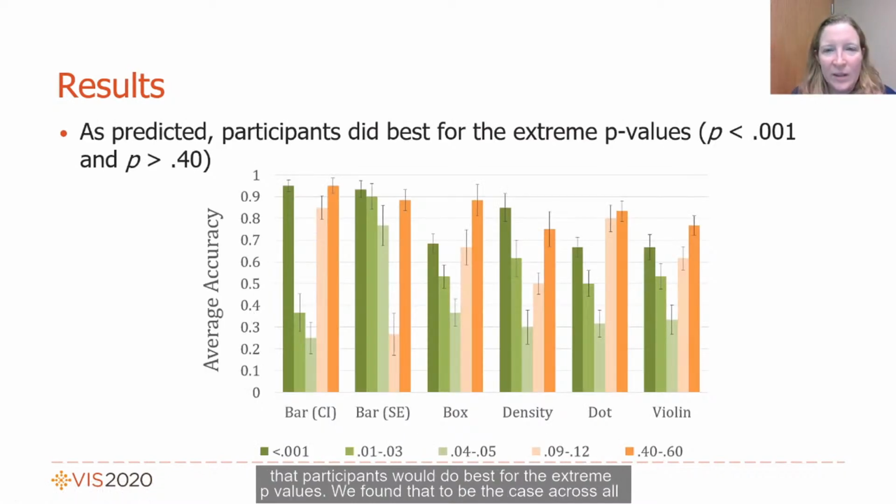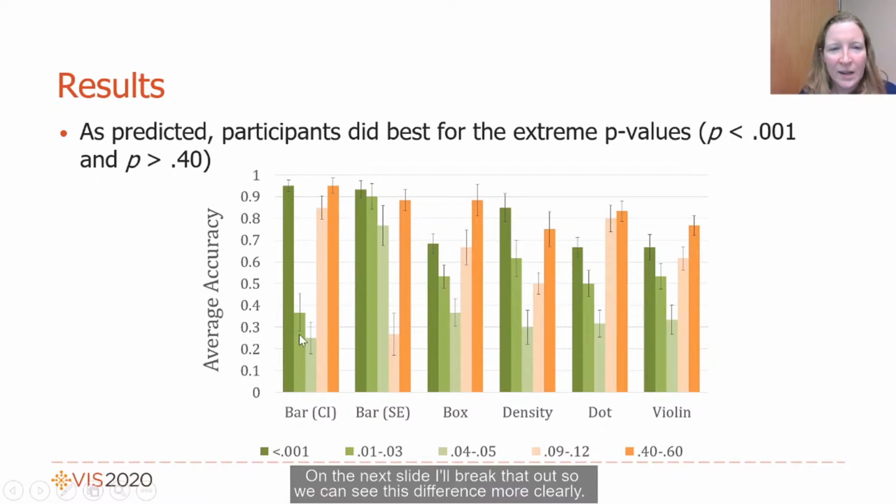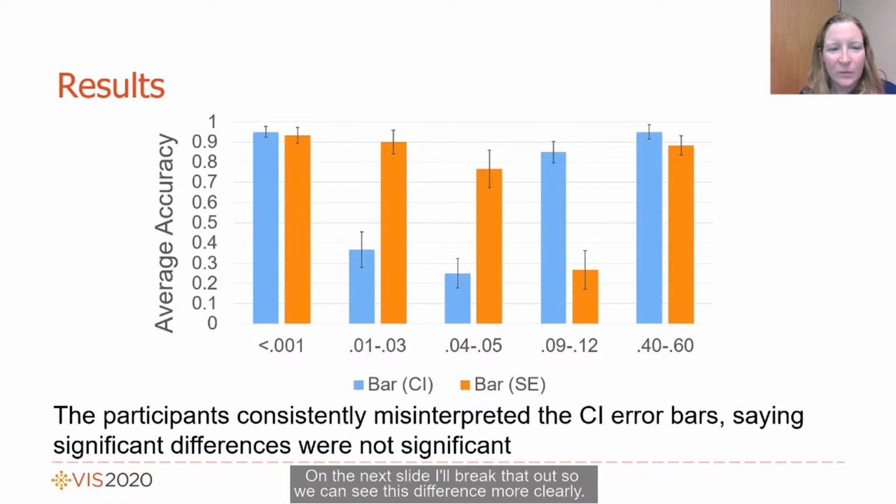We had predicted that participants would do best for the extreme p-values. We found that to be the case across all the different types of graphs. And we see the same pattern over and over again. But there's an interesting difference here when looking at the two types of bar graphs. And again, bar graphs were where people did the best, but we see a different pattern of performance when we compare those two. On the next slide, I'll break that out so we can see this difference more clearly.